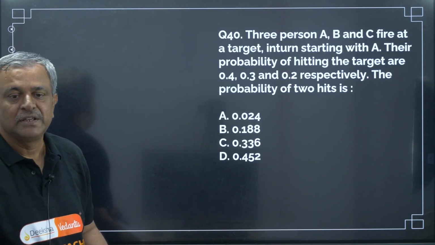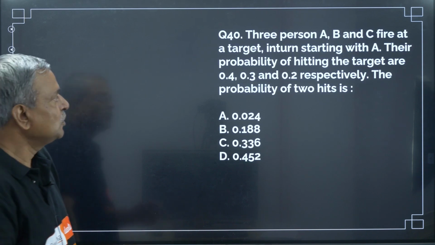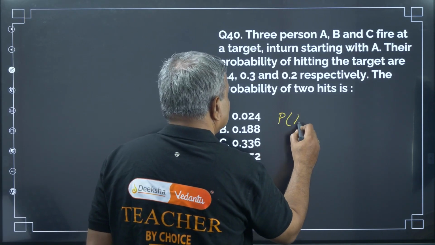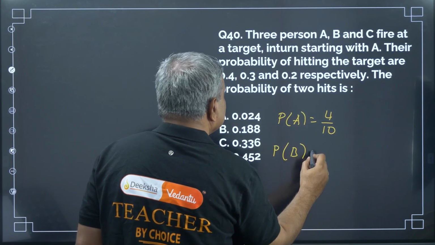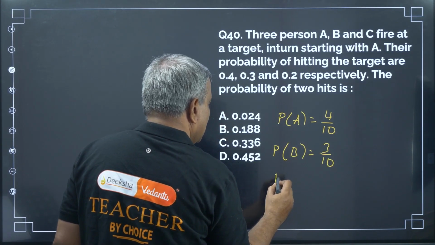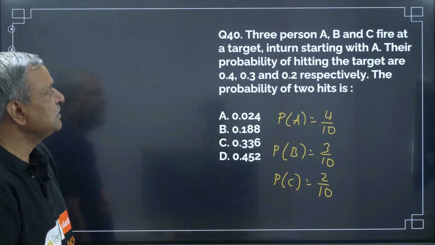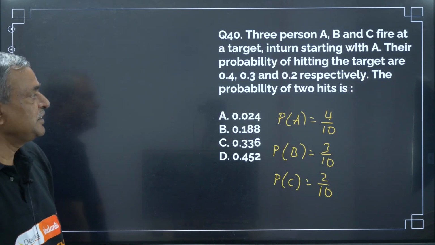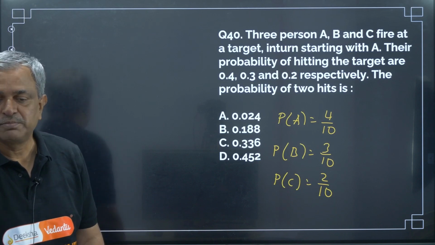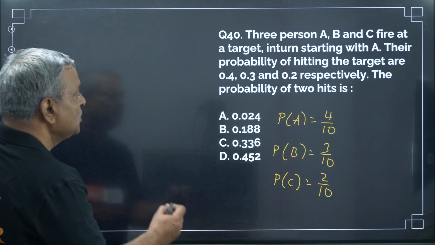Question 43: Three persons A, B, C fire at a target in turn, starting with A. Their probabilities of hitting the target are given as 4 by 10, 3 by 10, and 2 by 10 respectively. So P of A hitting the target is 4 by 10, P of B is 3 by 10, and P of C is 2 by 10. The probability of 2 hits means two are hitting and one is not hitting.